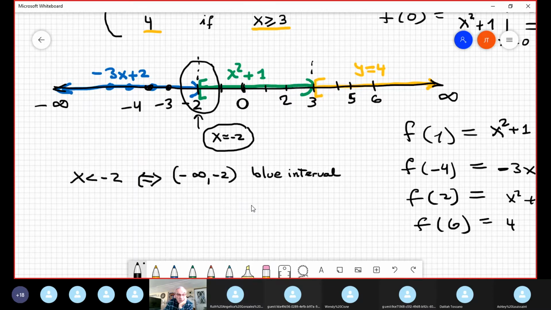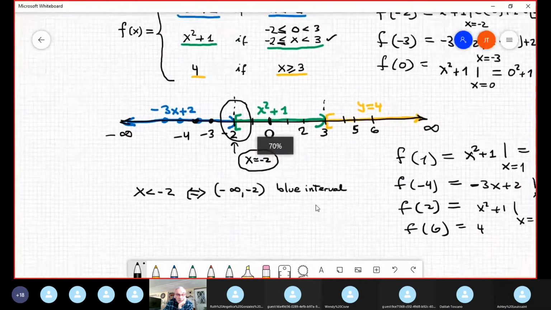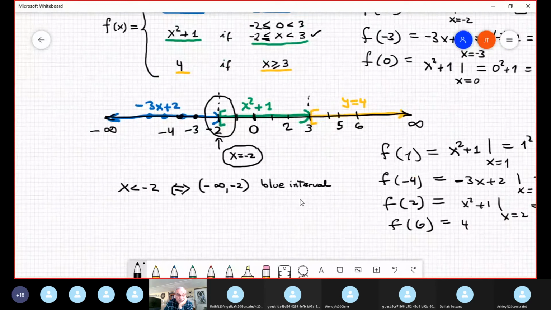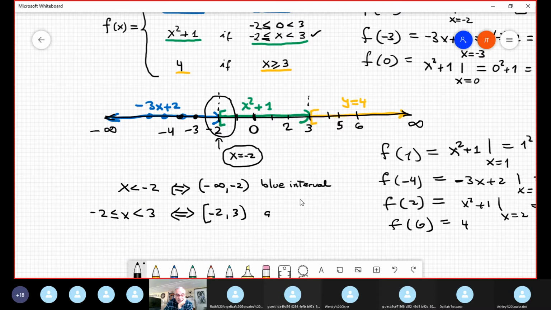And this other condition, the second one, -2 less than or equal to x less than 3, is equivalent to saying bracket -2, 3 parenthesis. That is, the green interval. And finally, the interval x greater than or equal to 3 is equivalent to saying bracket 3, infinity. This is the yellow interval.